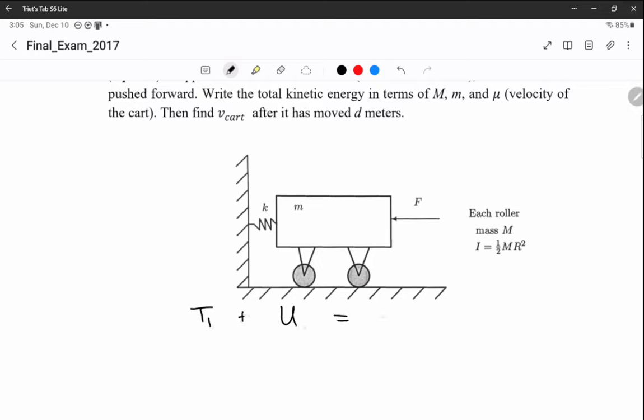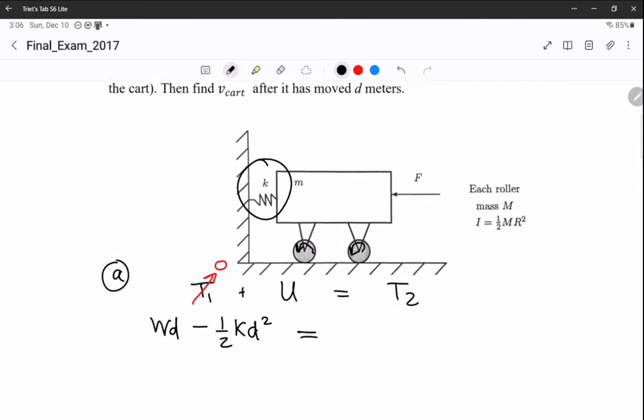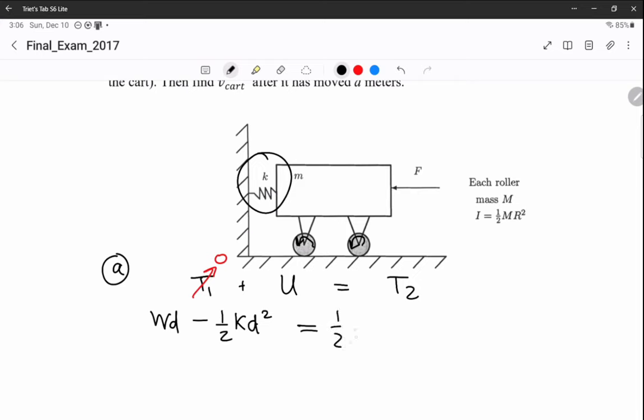we have T1 plus U equal T2, right. And so T1 is going to be 0. U is going to be the work done, obviously, and then minus, let's see, we do have a potential energy here, right? So that's going to be 1/2 kx square, x in this case can be d square, right? And then equal to T2. This part is rolling without slipping. So we have 1/2 mv square, that's for sure.